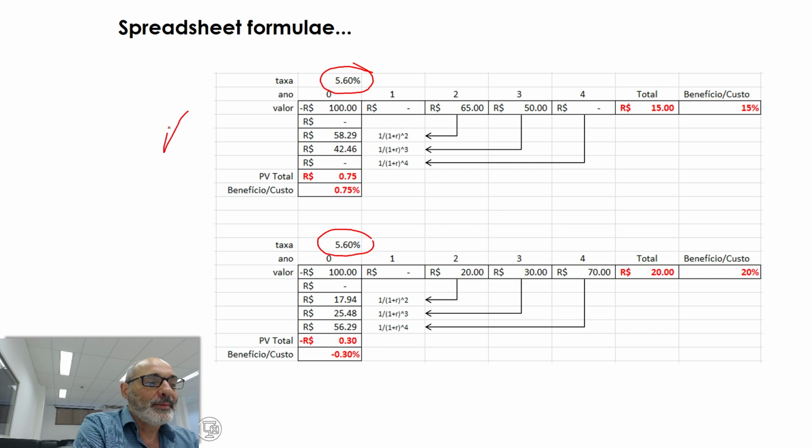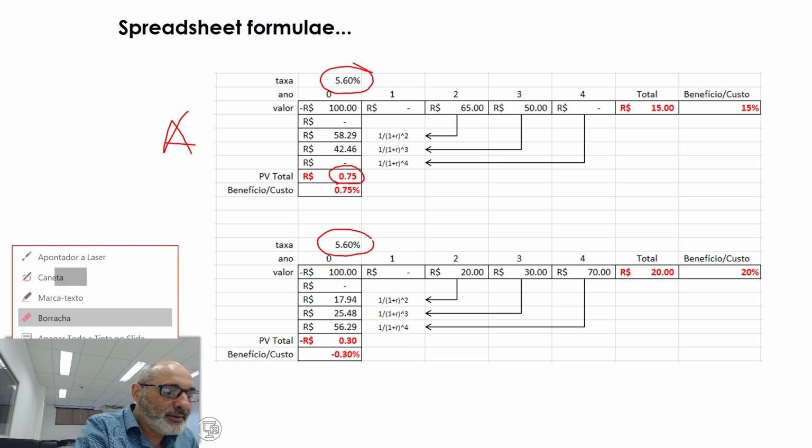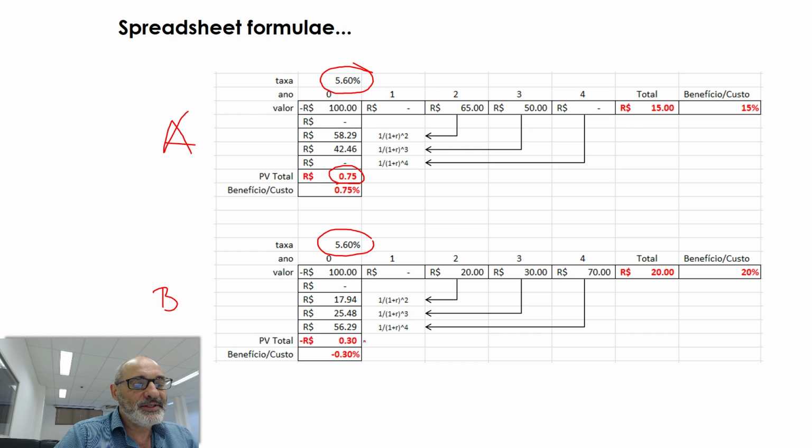In this case, investment A, correcting all the values, you have only 0.75 reais, a profit of only 0.75, and project B actually is deficitary. You have losses. You have a loss of 30 cents in project B. So the point here is that how you decide what's going to be your reference rate will affect the behavior of your economic project, or actually the net present value. 0.75 and minus 0.30 represents the net present value.